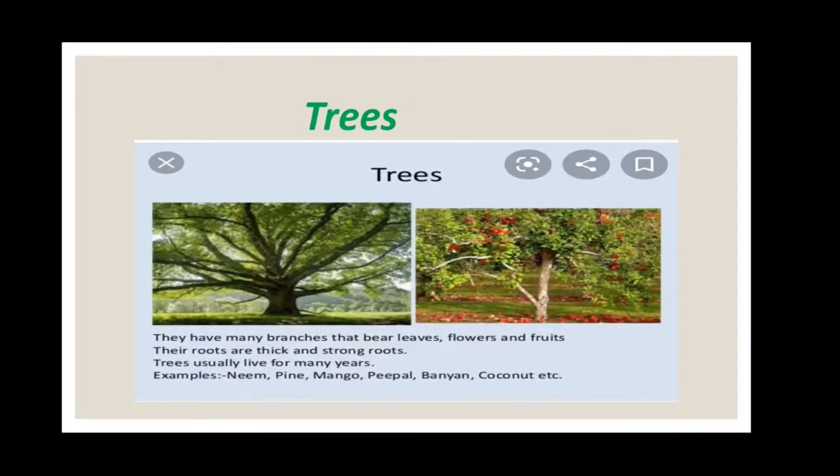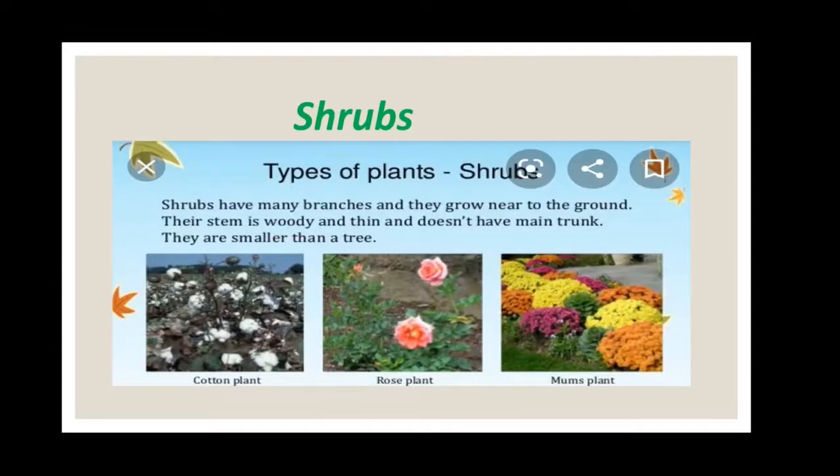First type is trees. Trees have many branches that bear leaves, flowers and fruits. The roots are thick and strong. Trees usually live for many years. Examples: neem, pine, mango, peepal, banyan, coconut, etc. Next is shrubs. Shrubs have many branches. They grow near the ground. Their stems are woody and thin and do not have main trunks. They are smaller than the trees. Examples: cotton plants, rose plants and mums plants.